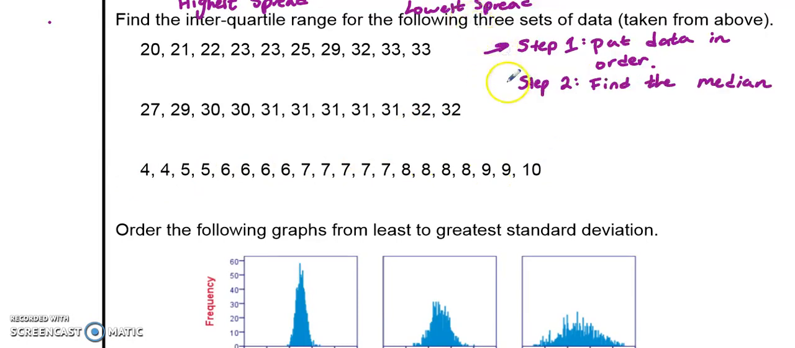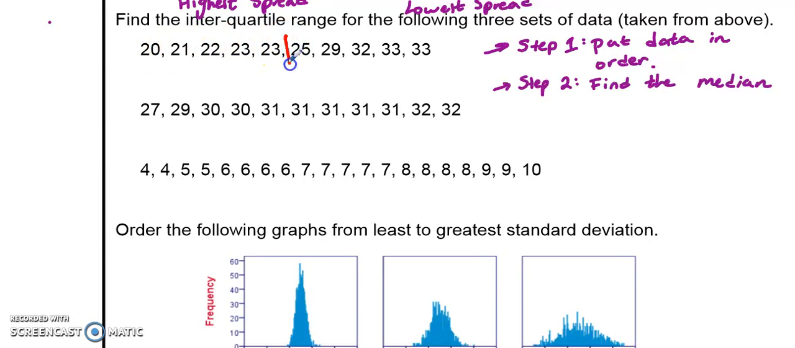So like I said, we're going to have to break this data into quarters. But before we do that, we're going to break it in half. So step 2 is to find the median, or the halfway point, through our numbers. The first data set has 10 data points, so it's an even amount. If I break it in half, there's going to be 5 on each side of the median.